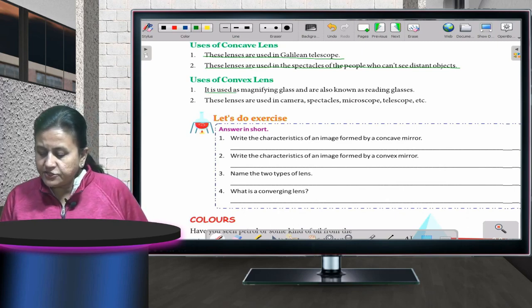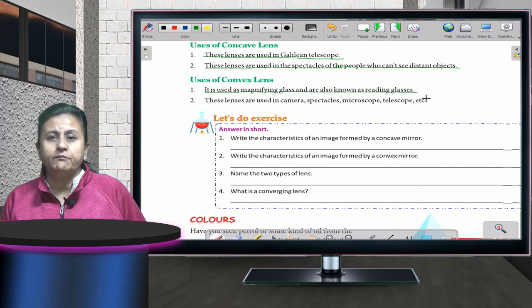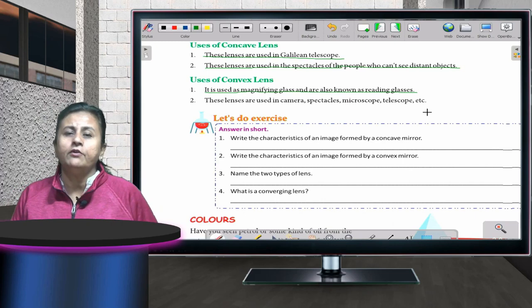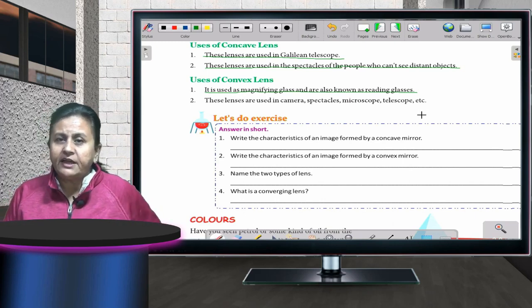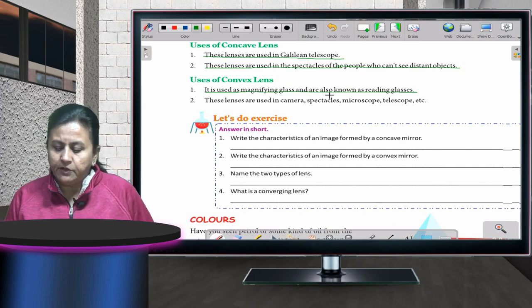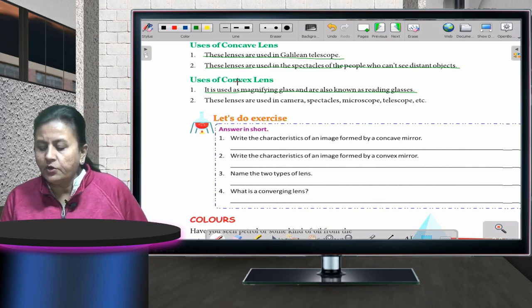If I talk about the convex lens now, it is an imaginary magnified glass and is also known as reading glasses. When you read, many of you find that your eyesight gets weak and you are not able to read properly. What type of lens are we using in specs at that time? We are using a convex lens.